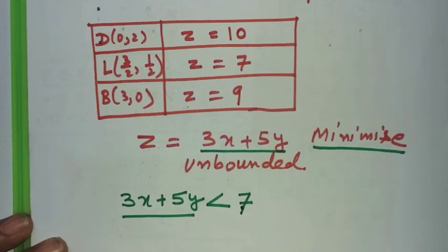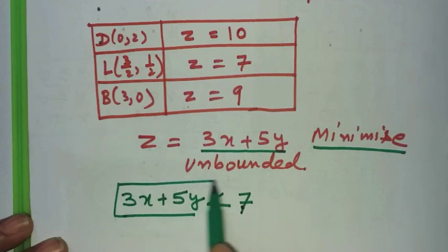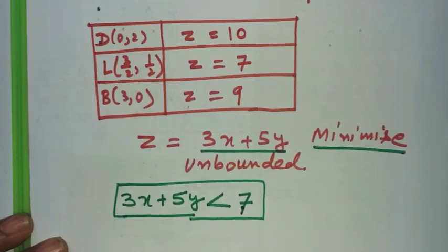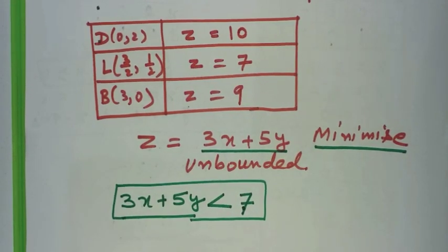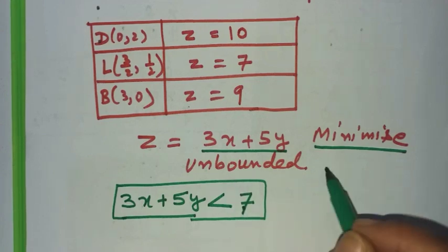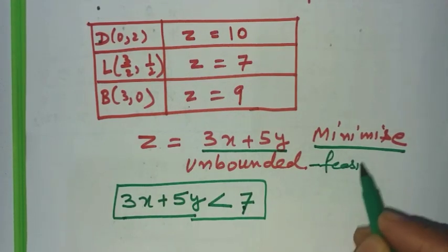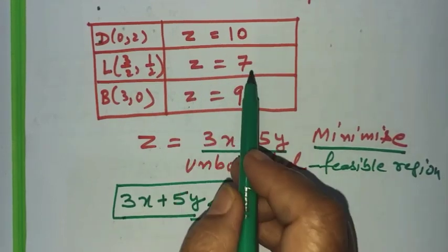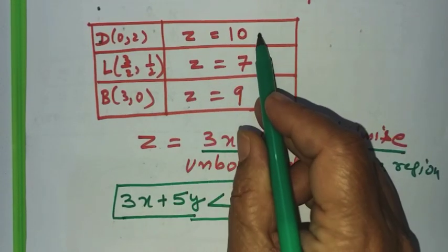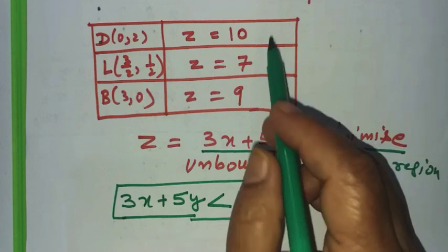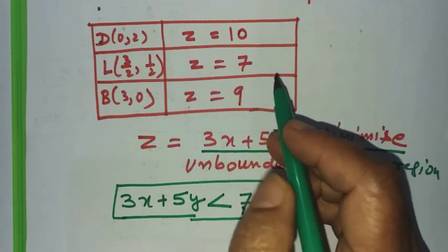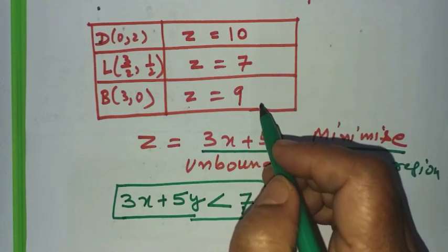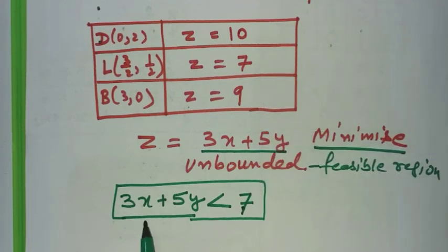Again, I repeat how I formed this inequality and why I formed this inequality. In case you are getting the unbounded feasible region, you will not straight away say which value is minimum and which value is maximum just by looking at the values of z at corner points. Rather, you form a new inequality.